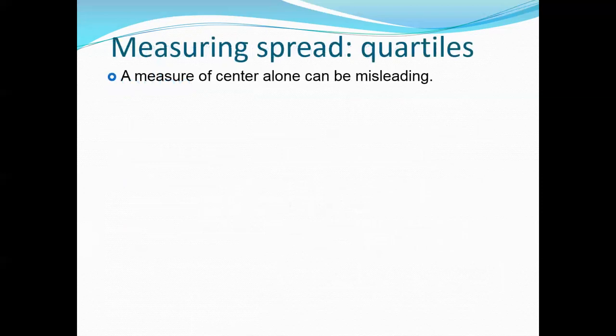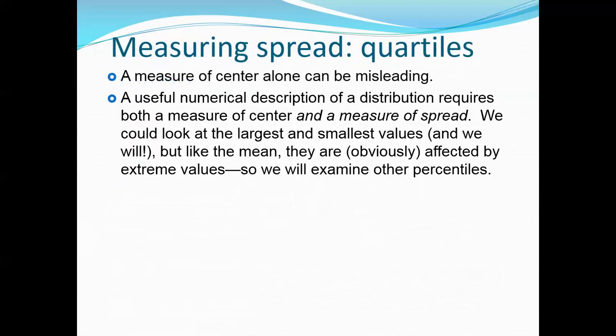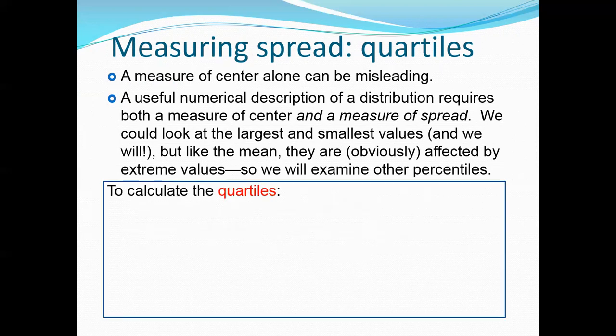Measuring spread, quartiles. A measure of center alone can be misleading. A useful numerical description of a distribution requires both a measure of center and a measure of spread. We could look at the largest and smallest values, and we will, but like the mean, they are obviously affected by extreme values, so we will examine other percentiles.